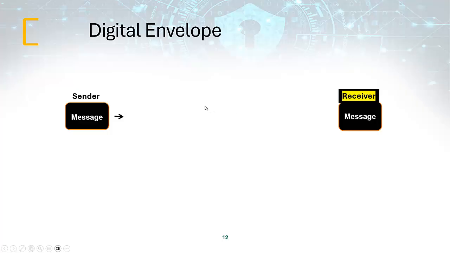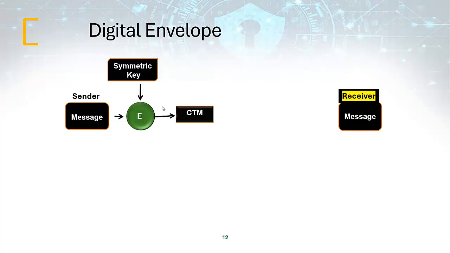Now, if you can see this diagram, just give me a second. Okay. So we have a sender and we have a receiver. Now the sender wants to encrypt the data, so he uses a symmetric key. Another name for symmetric key is session key, which produces a ciphertext message. CTM stands for ciphertext message. And I send this ciphertext message to the receiver.